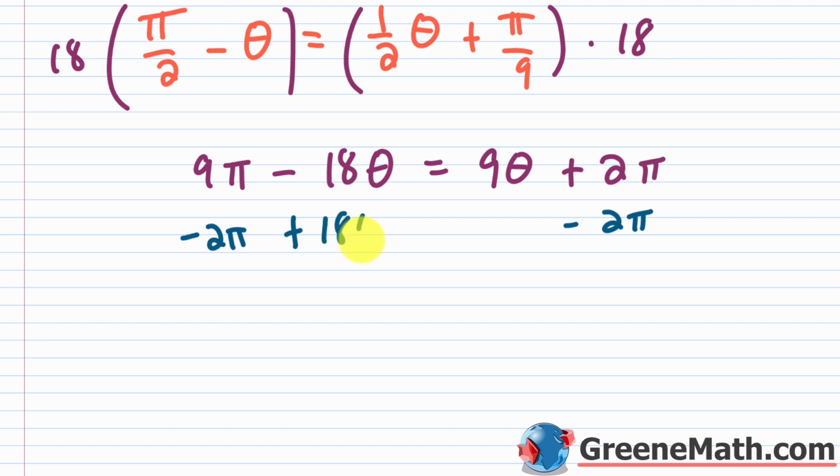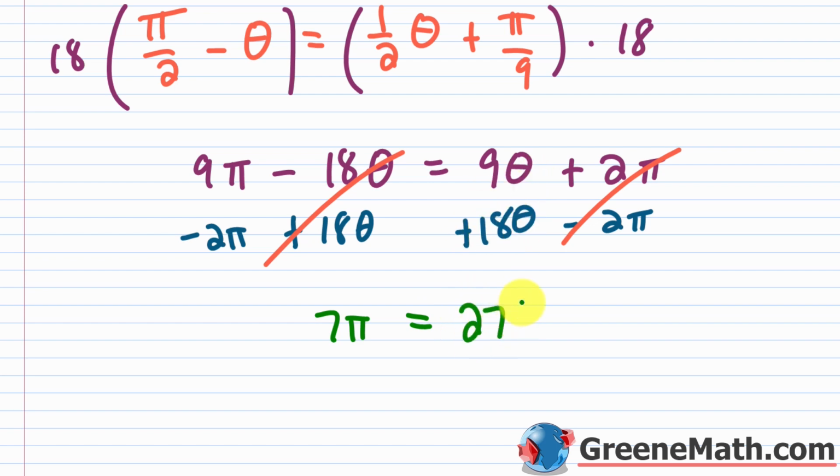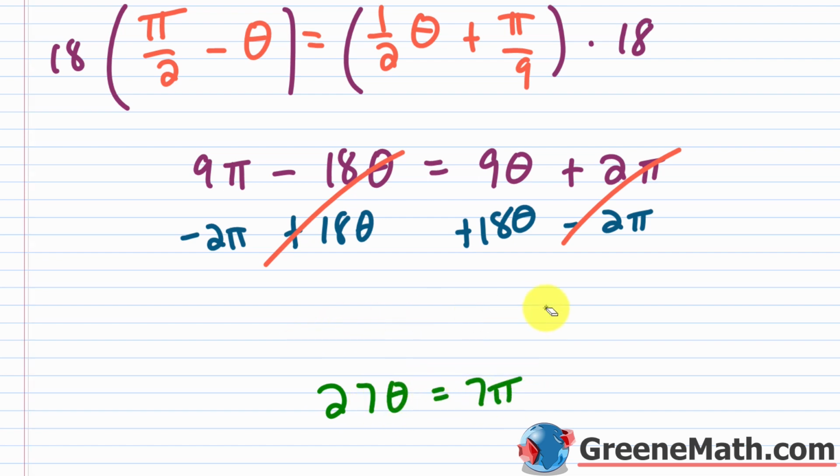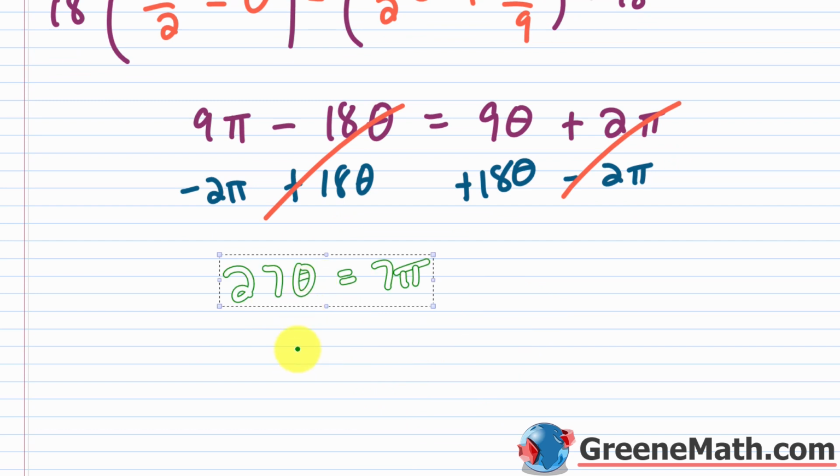I'll add 18 theta to each side. And so this would cancel, and this would cancel. 9 pi minus 2 pi is going to give me 7 pi. And this equals 9 theta plus 18 theta is going to be 27 theta. Let me flip this around. I'm actually just going to write 27 theta is equal to 7 pi. I like what I'm solving for on the left, and I'll just drag this up here a little bit.